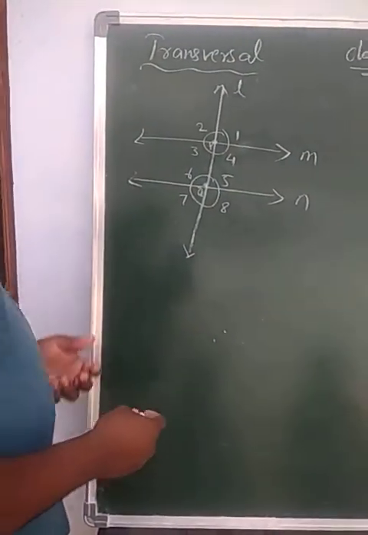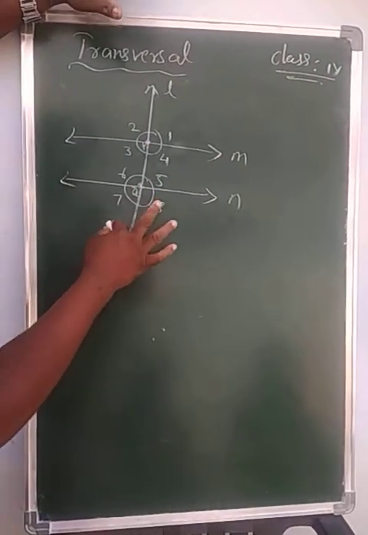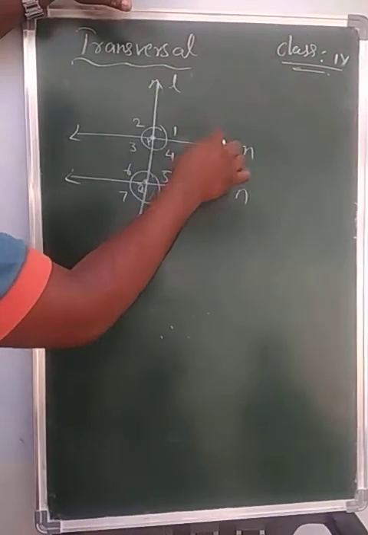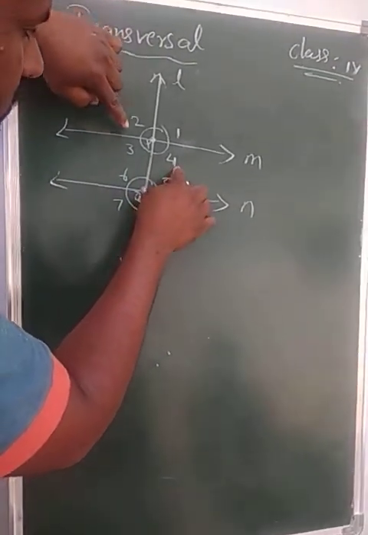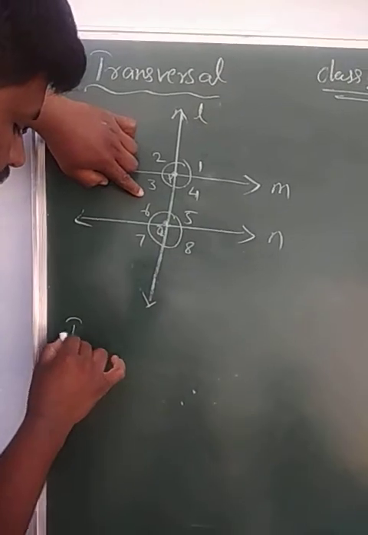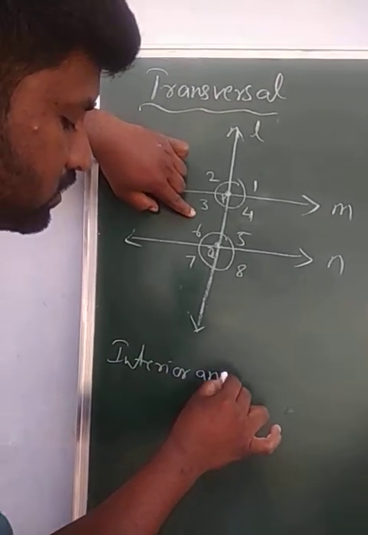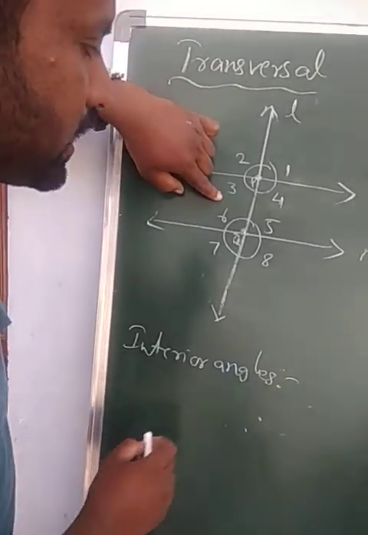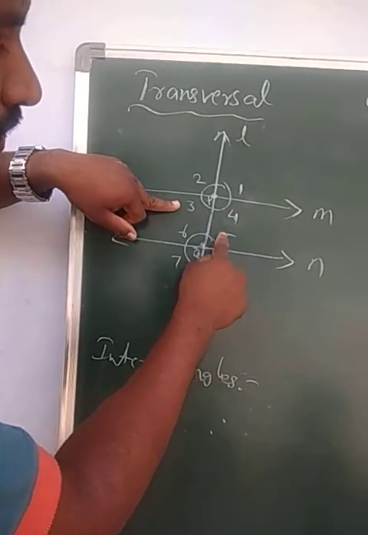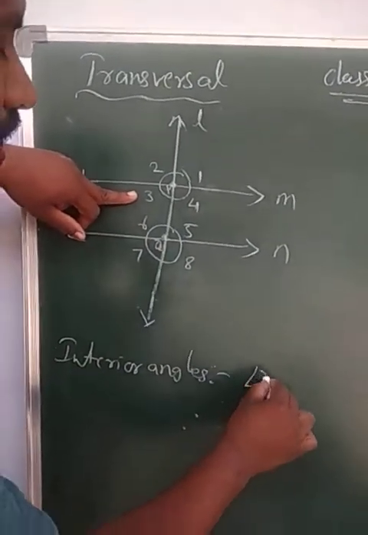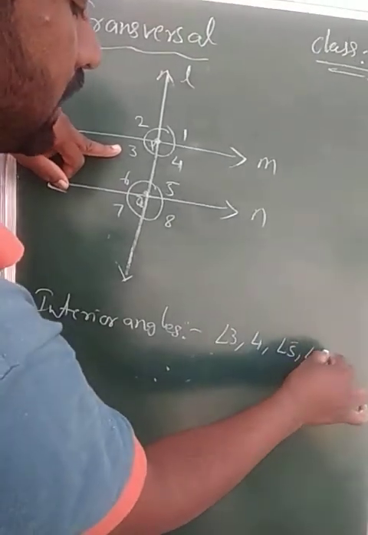Now you observe the different types of angles when a transversal intersects the two parallel lines. These are interior angles. First of all, interior angles. Interior angles means you see inside. What are they? 3, 4, 5, 6. You can write angle 3, angle 4, angle 5, angle 6.